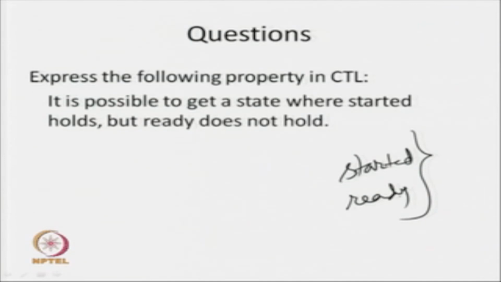Now, we have to say that it is possible to get a state where started holds, but ready does not hold. You can think of it like this: we have designed a system and after that it is going for operation. We have started a machine, but it is not going to the ready state. So we have to reason about this type of property, and whether it can be expressed in CTL or not. So, is it possible to get a state where started holds, but ready does not hold?